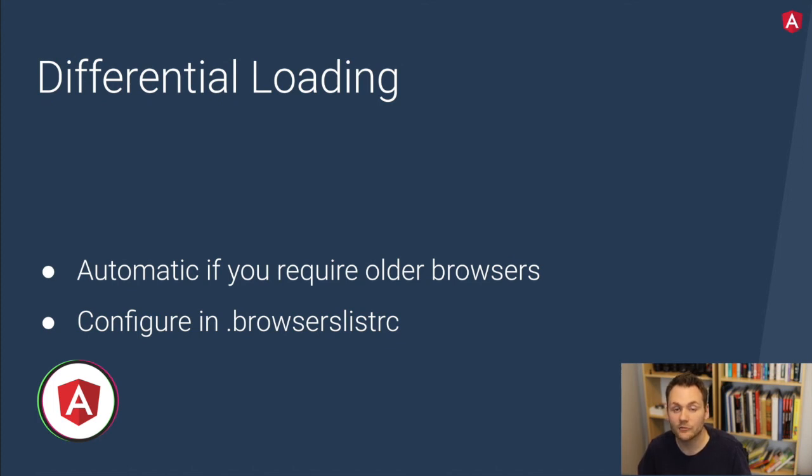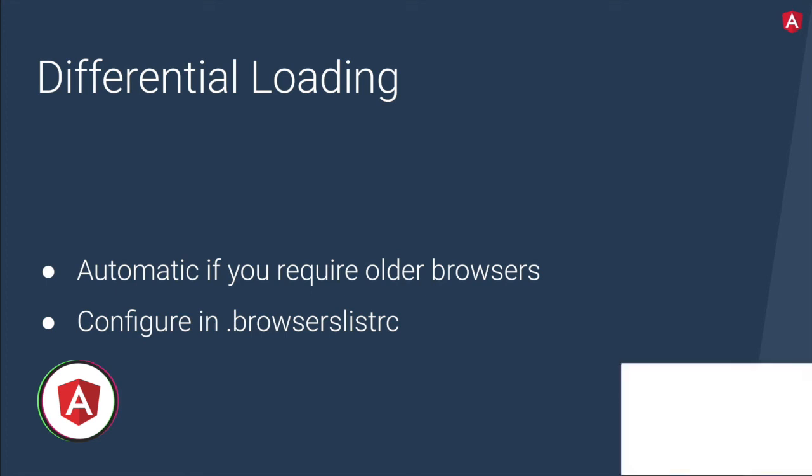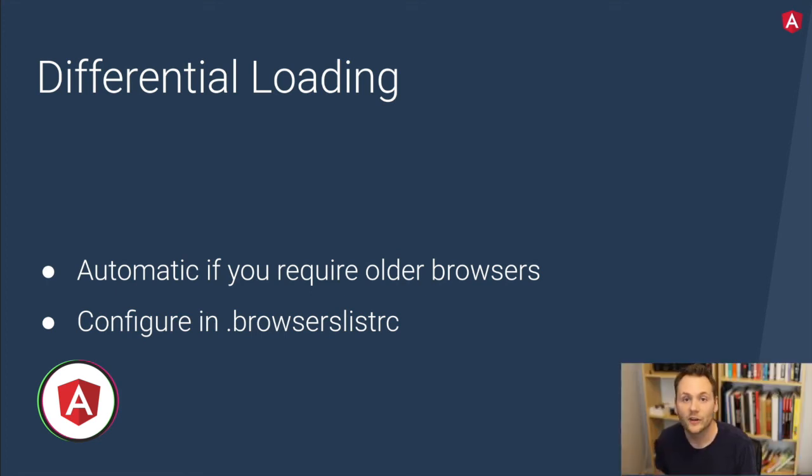Differential loading, as of version 10, uses your browserslist. Just specify the browsers you need to support, and we'll automatically figure out whether you need differential loading. Can we send down ES5, or can we just send down modern JavaScript and ignore ES5 entirely in the build? If you want to configure this, take a look at your browserslistrc file.